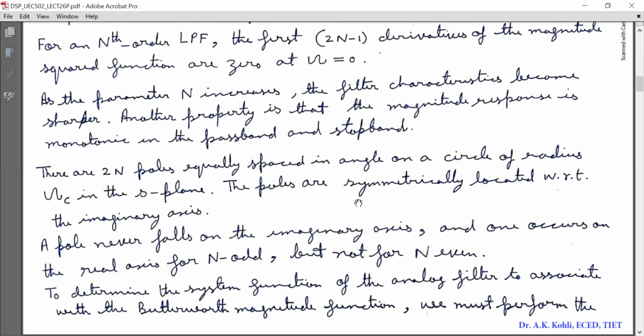It is noteworthy that a pole never falls on the imaginary axis. But if N is odd, then a pole can occur on the real axis. But this is not the case when N is even. That is, when capital N is even, a pole cannot occur on the real axis.